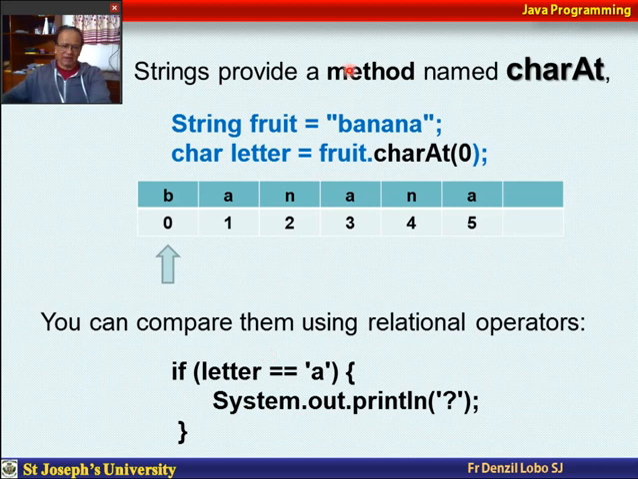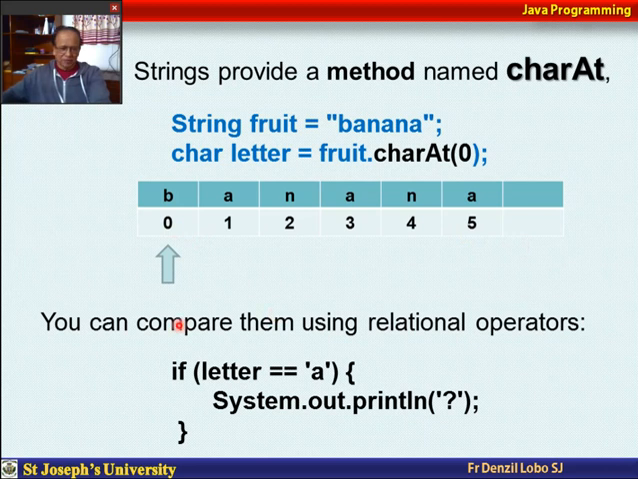For example, charAt. Strings provide a method called charAt. For example, I have banana here. So the string fruit is banana. Then I can say fruit dot charAt(0). At 0, look, as you say 0 here. So it returns B. Therefore charAt will return the character at a particular index. And as you remember, indexing starts with 0 and goes on up to some number.